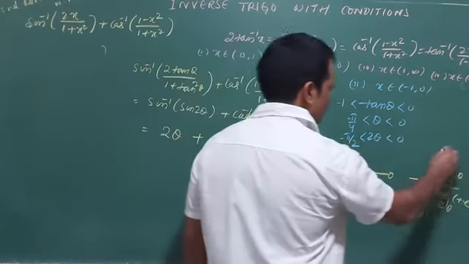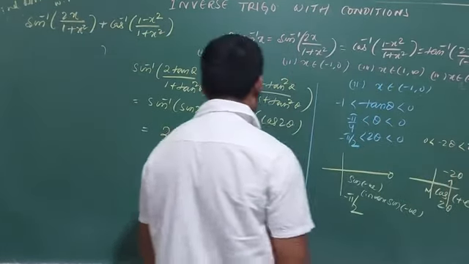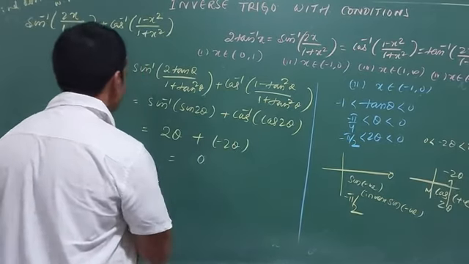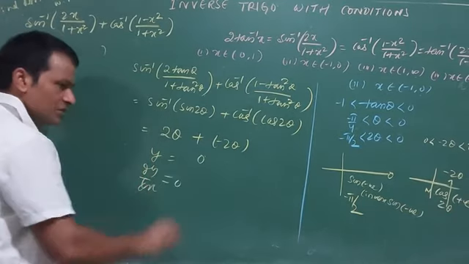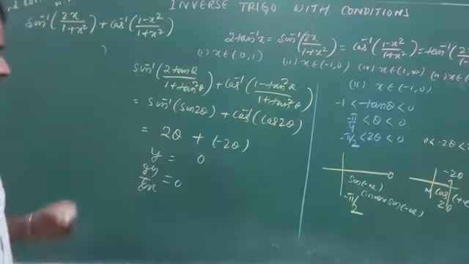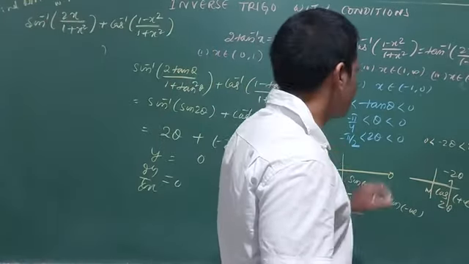2 theta is less than 0. If I multiply by minus, minus 2 theta is less than pi by 2, greater than 0. So in this case the value will be minus 2 theta. This will cancel out to 0. So y is equal to 0, and dy by dx automatically the answer is 0. What I got? Have you understood? So second case, the answer is equal to 0.